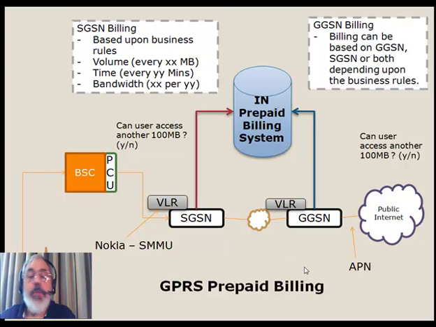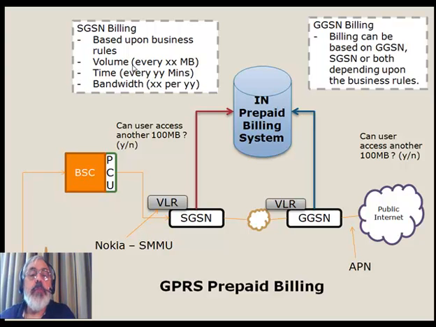Finally, when we're doing prepaid billing for GPRS, again, the packet requests and the packet data moves through the SGSN and the GGSN. In this case, the GGSN and SGSN both communicate with the IN prepaid billing system. In the GPRS world, these are called billing gateways. Now, there are fundamentally three different ways that people can be authorized to use services.